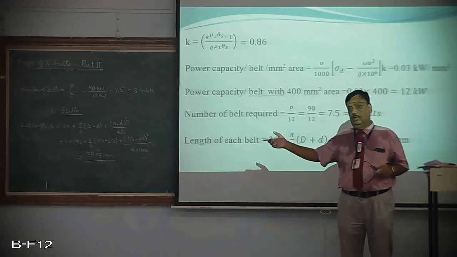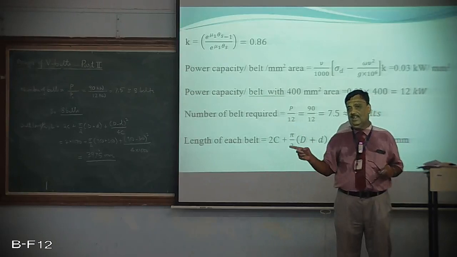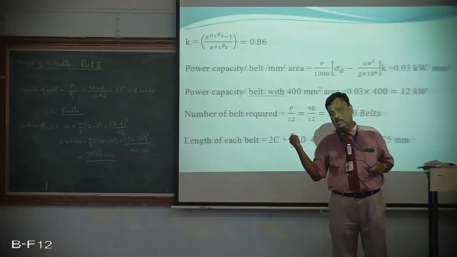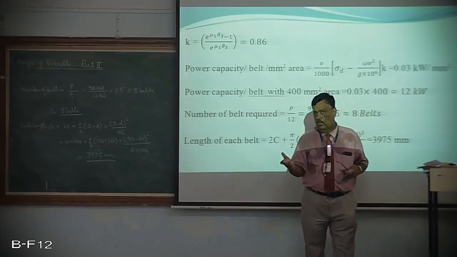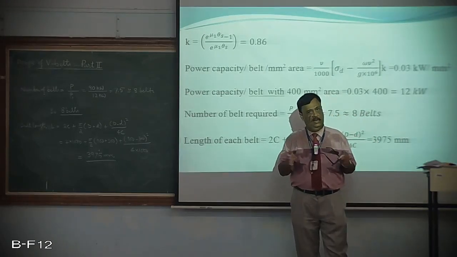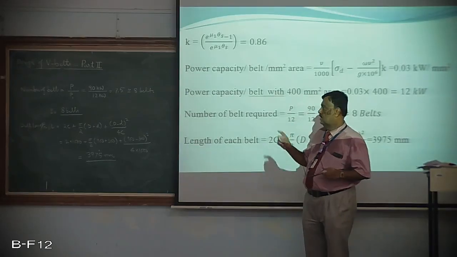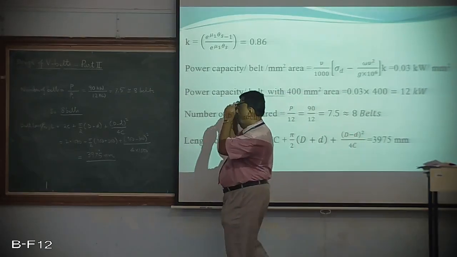And using that final pitch length, once again, as I told you, you need to correct the center distance. With the help of that equation, we get a quadratic equation for C1, and then solve that. That will give me the corrected center distance. This is what we are going to get.